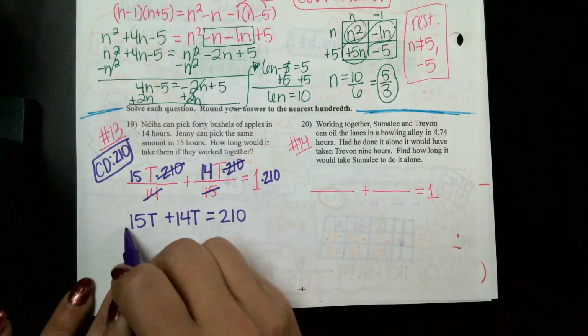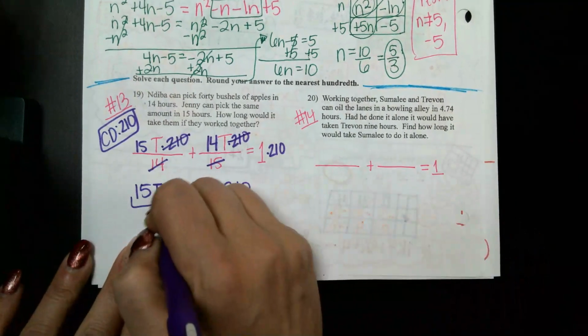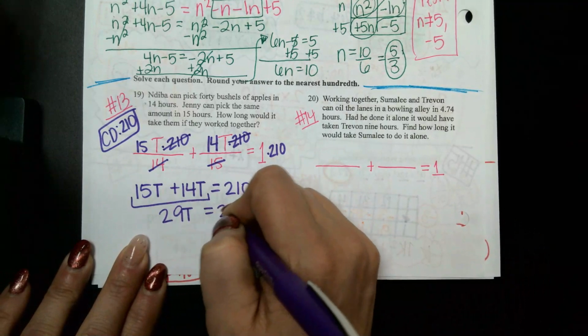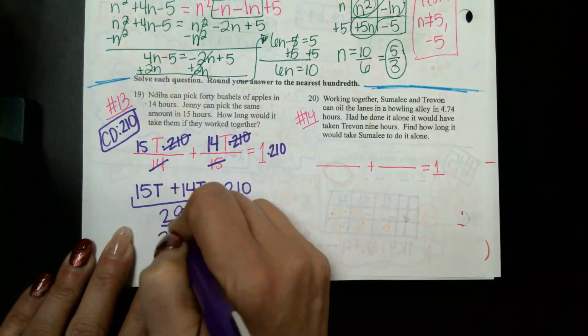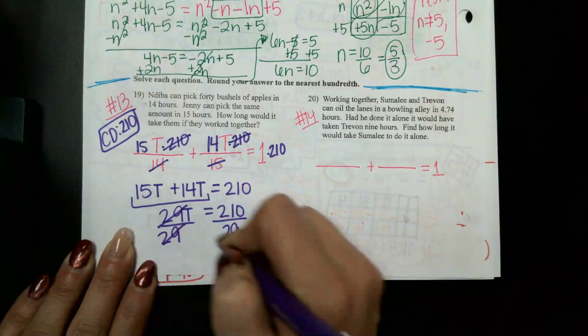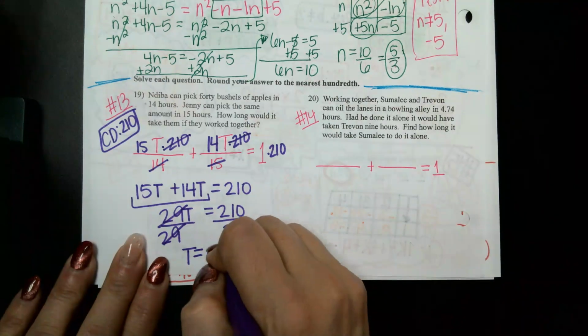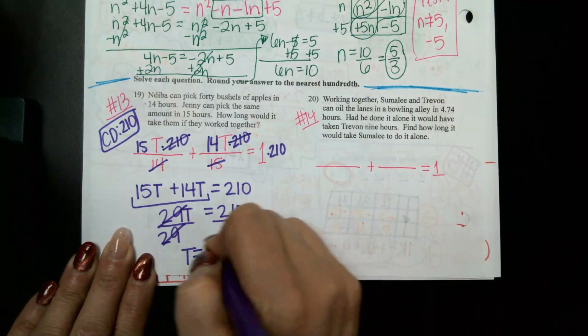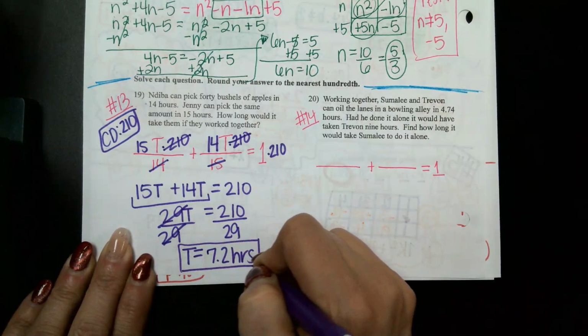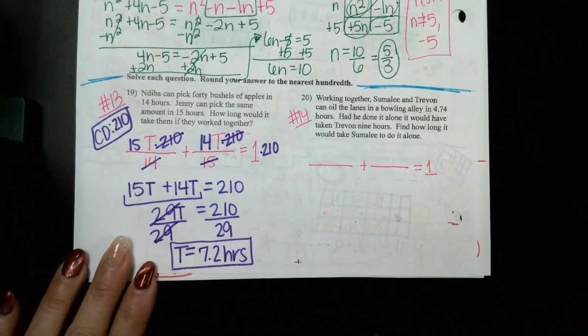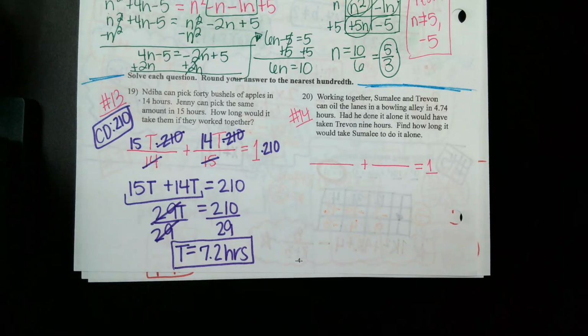Okay, we just add these. What's 15 plus 14? 29t equals 210, and then just divide. So like 7.2, and it was measured in hours. So if they were to work together, it would only take them 7.2 hours. You know, if they work together, it should take less time than if they had worked alone.